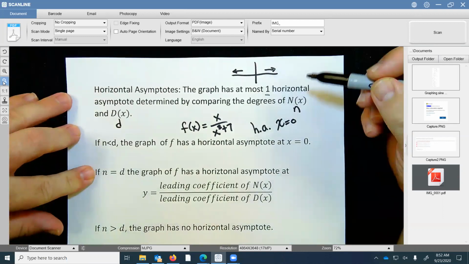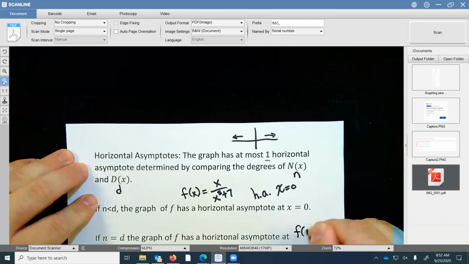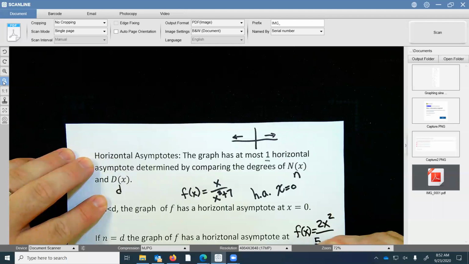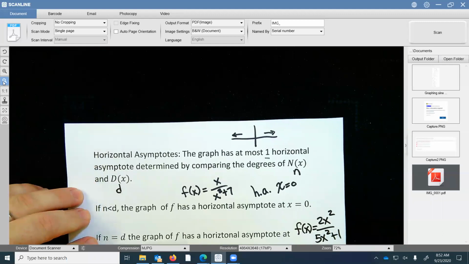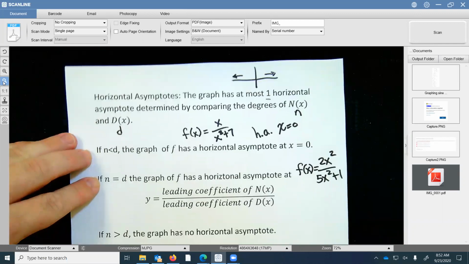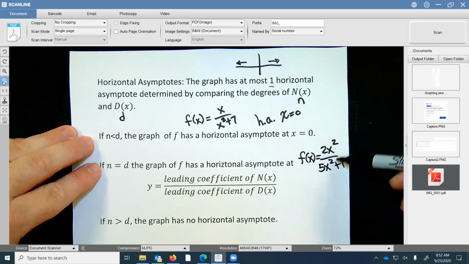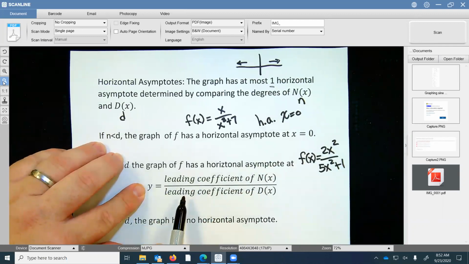So if n equals d, let's just make up something: 2x squared over 5x squared plus 1. If the degree of the numerator, second degree, equals the degree of the denominator, also second degree, then the asymptote occurs at the ratio of the leading coefficients.